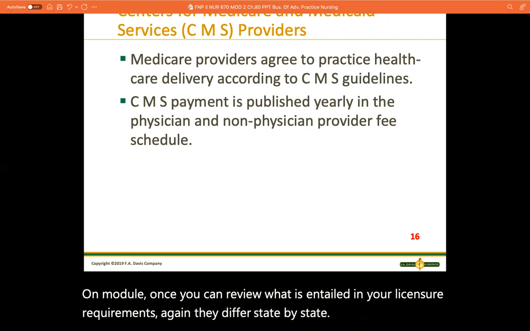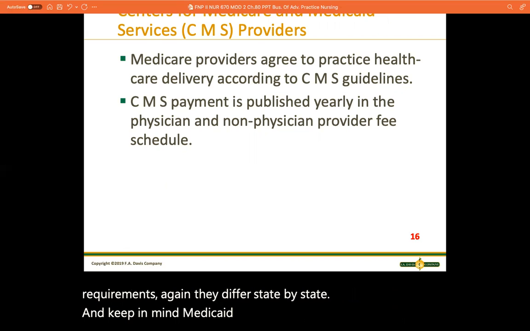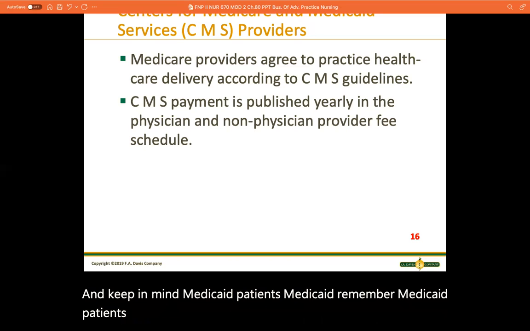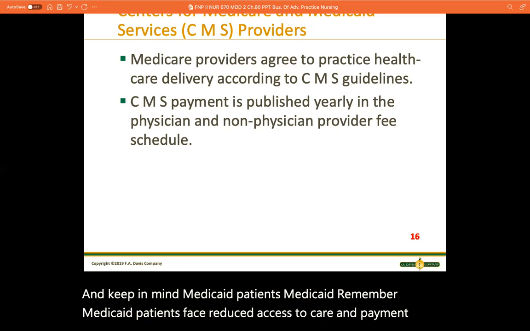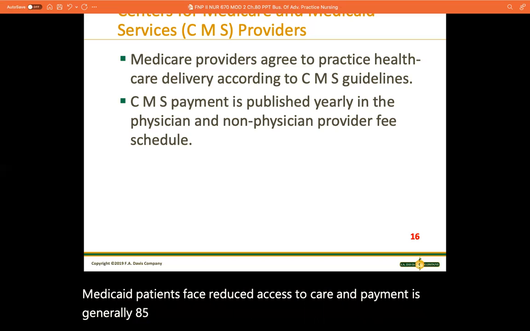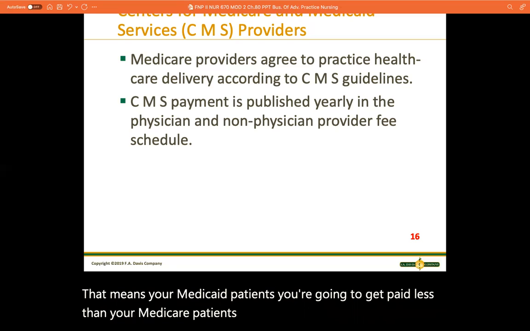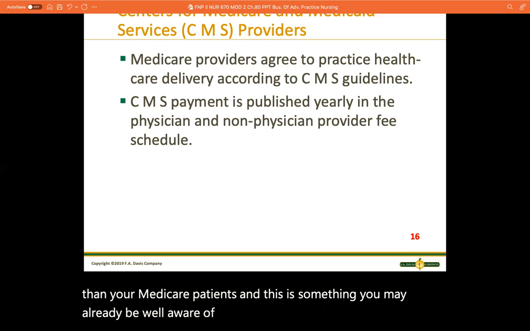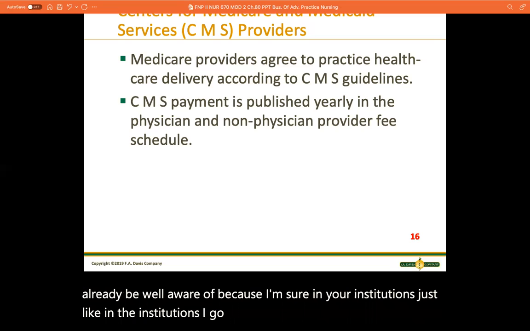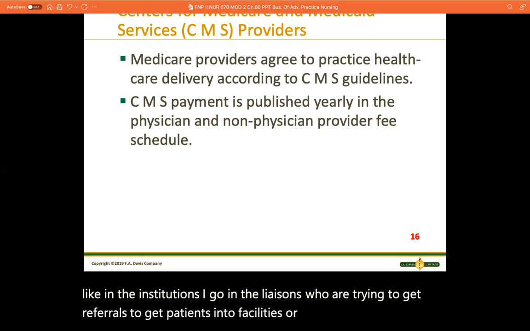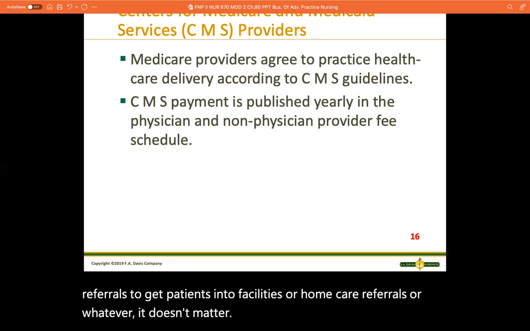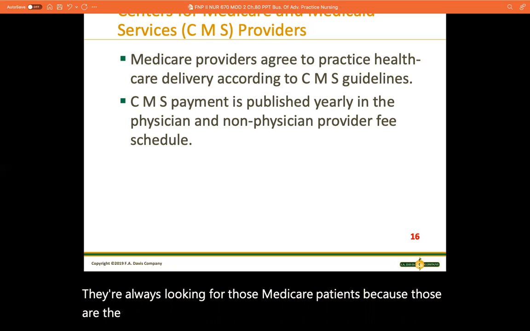And keep in mind, Medicaid patients face reduced access to care, and payment is generally 85% of Medicare payment. So what exactly does that mean? That means your Medicaid patients, you're going to get paid less than your Medicare patients. And this is something you may already be well aware of, because I'm sure in your institutions, just like in the institutions I go in, the liaisons who are trying to get referrals to get patients into facilities or home care referrals or whatever, it doesn't matter. They're always looking for those Medicare patients because those are the ones that get reimbursed the most.